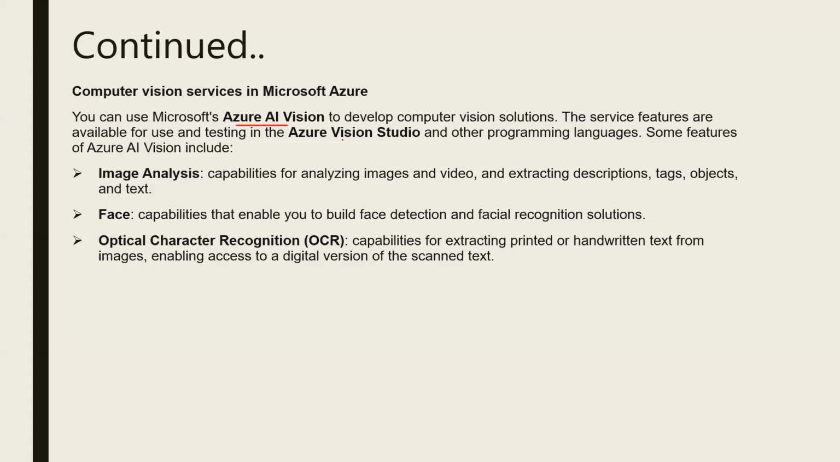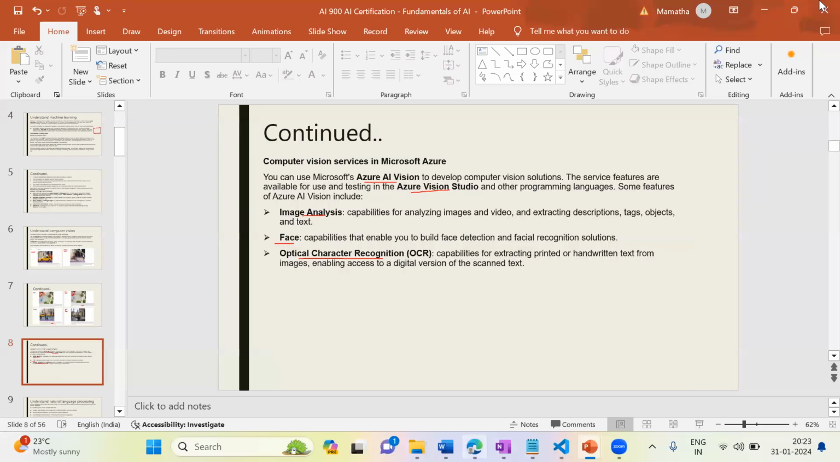Like ML has ML Studio, I can go to the Azure Vision Studio, and there I can try to use different services. Here we can use image analysis, and it is going to use face service and optical character recognition. These are the different services that we can use under computer vision.